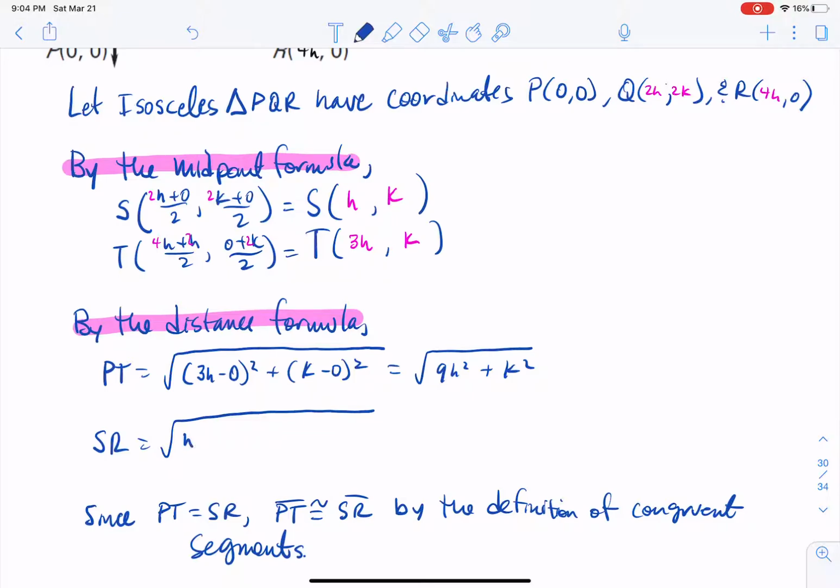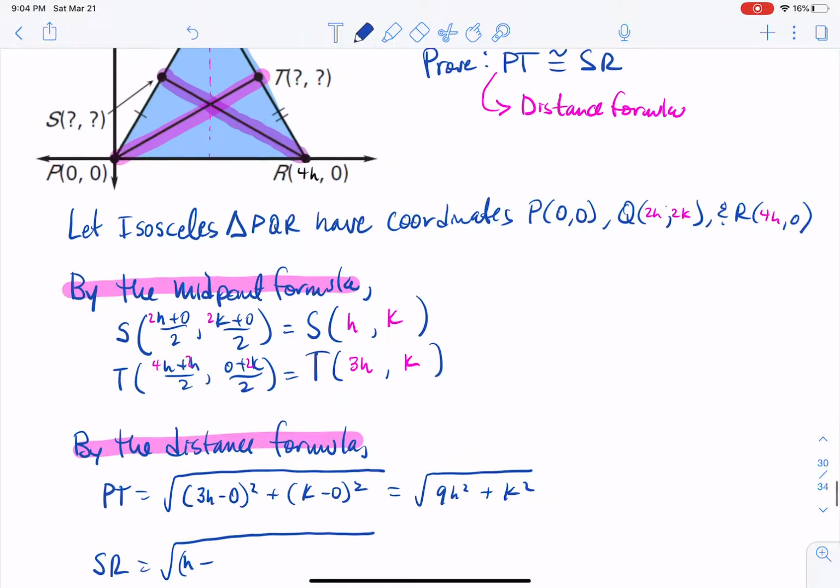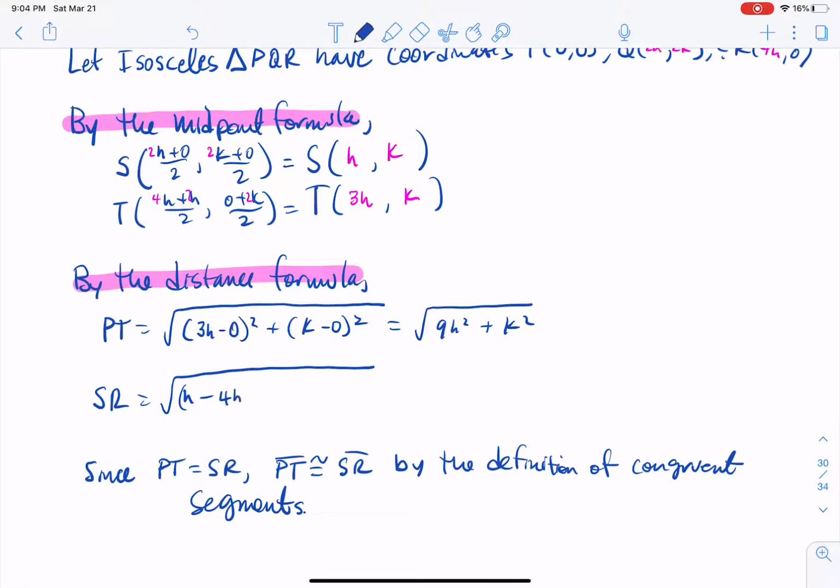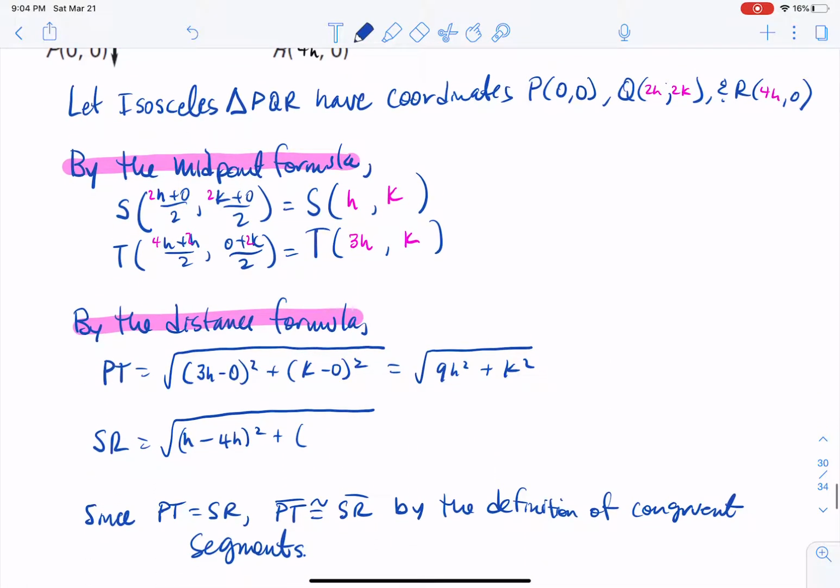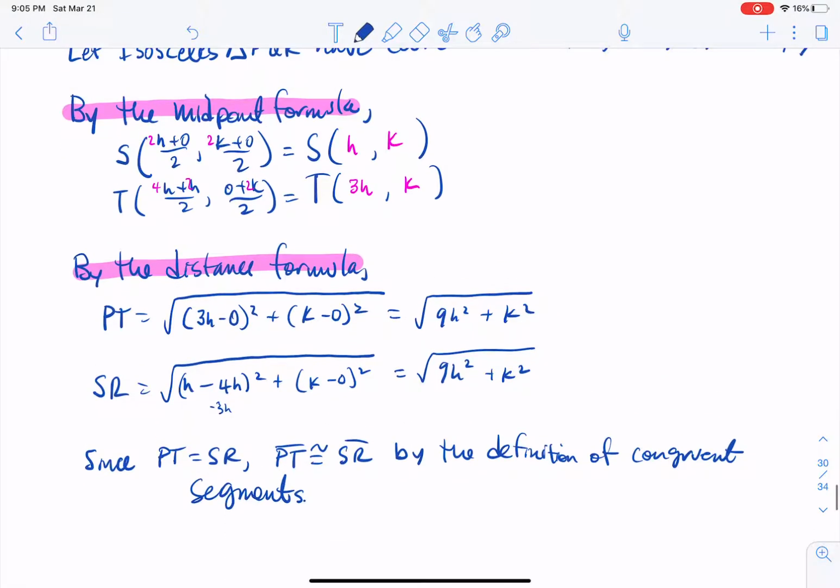So now let's do it with S and R. Here I've got H minus R, which is 4H, which we're going to square, plus, and then we have K minus, I think, 0 squared. This gives me a negative 3H, which we're going to square, which is still 9H squared. And then K minus 0 squared is K squared. And then the rest of the proof is perfectly fine. We don't have to change anything.